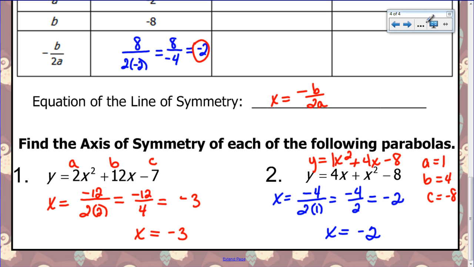That is our first day of parabolas. Hopefully you got some vocabulary, you've learned some definitions, you can locate some things and find a vertex and an axis of symmetry. We'll practice this tomorrow.